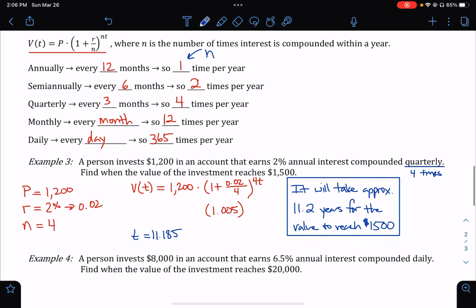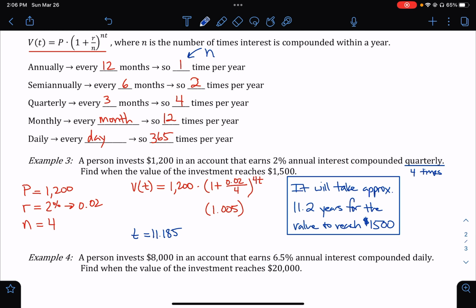Again, I would challenge you to try example 4 here down below on your own. So now would be a good time to pause the video and try it, and then come back, let it play, and see how you guys did.